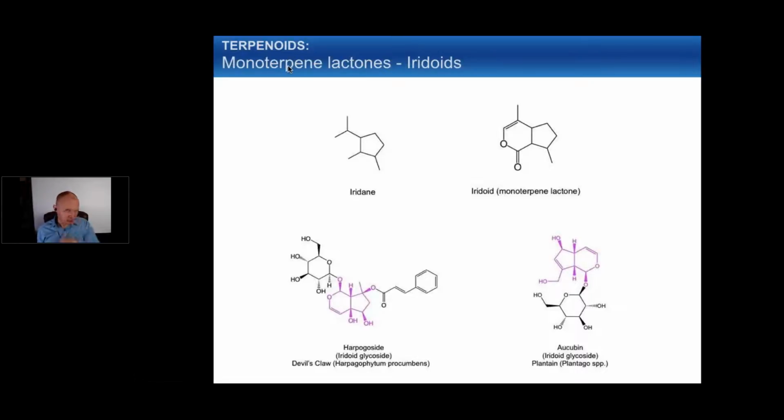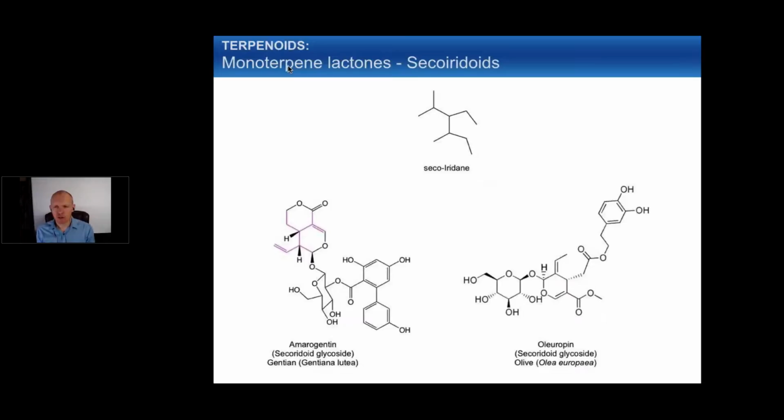Aucubin, which is shown on the right, is another iridoid glycoside. And you'll find this compound in, for example, plantago species, so plantain, greater plantain, broadleaf plantain. It's used in Western herbalism. You apply it topically for wounds, speed up the healing. It can be taken internally for stomach ulcers. So it also can have an anti-inflammatory effect. So the properties of these 2 compounds is mostly anti-inflammatory and also some vulnerary actions.